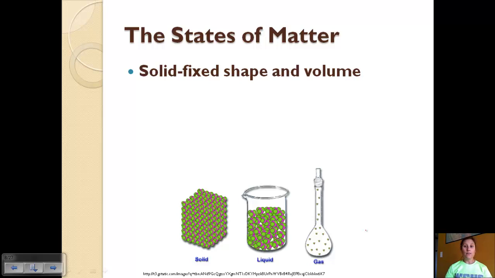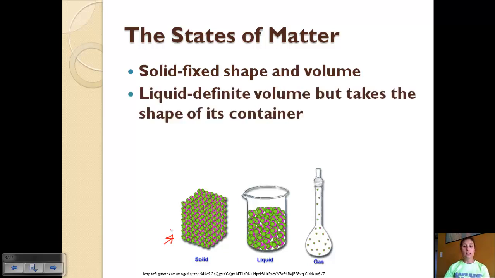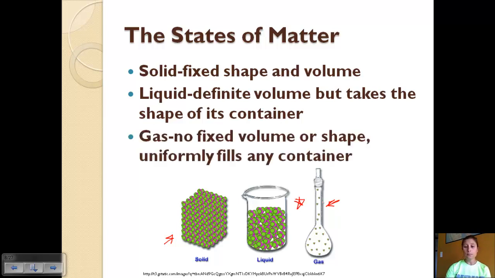Solids have a fixed shape and volume. So with this cube here, the particles aren't going to move very much. It's pretty much set. Liquids have a definite volume, but they take the shape of whatever container they're put into. So if you measured out 100 milliliters using a beaker, which is shown here, and put that liquid into, let's say, a flask, which is similar to what's shown for the gas, it will still read 100 milliliters, but obviously the shape is going to be different.